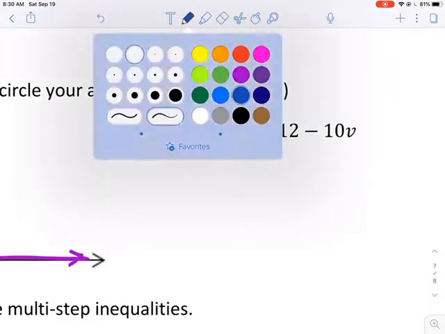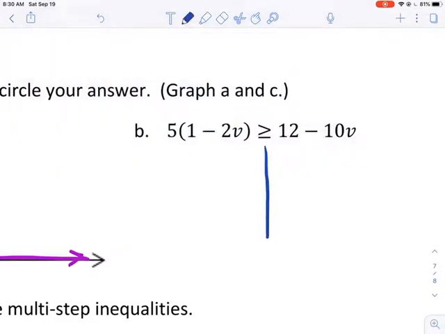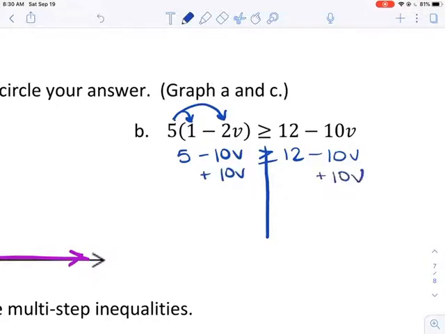This one has a few more steps to it. So I'm going to draw my line, and then I'm going to distribute. And I have 5 minus 10v. Remember when you're distributing that you're multiplying because that operation is multiplication. Okay, let's get rid of our extra variable term. I'm going to pick the smaller one, which is actually both of them. And I get 5 is greater than or equal to 12.